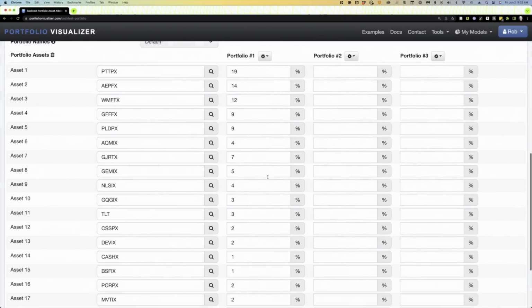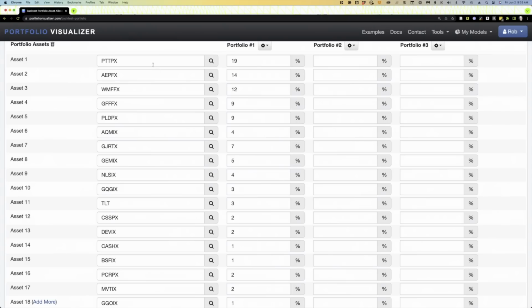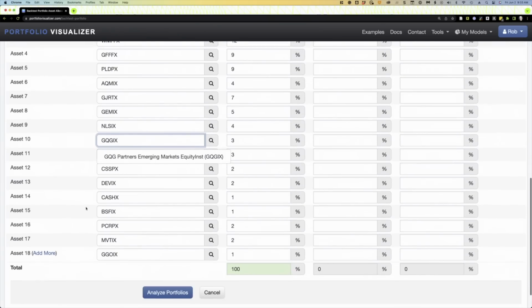You can see it's got 18 different investments. We've got a PIMCO Total Return. We've got an American Funds Growth Fund. We've got Goldman Sachs Absolute Return Fund, Emerging Markets Fund, and on and on and on. So this is the portfolio.